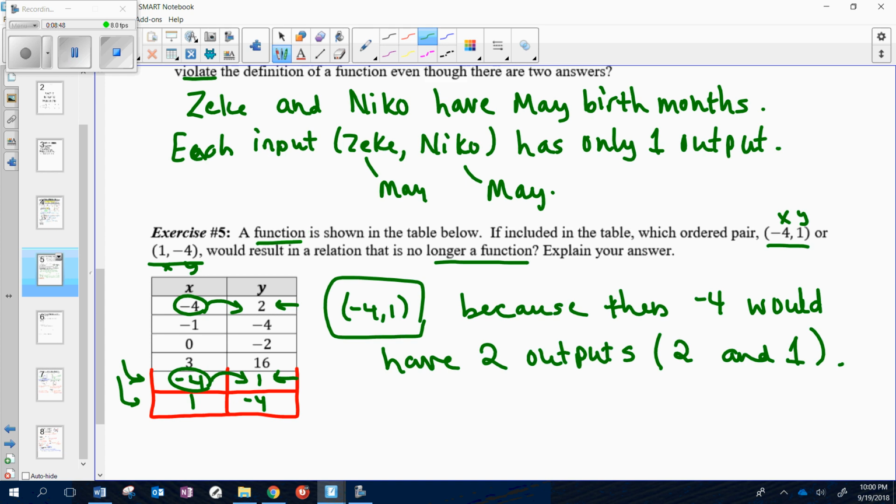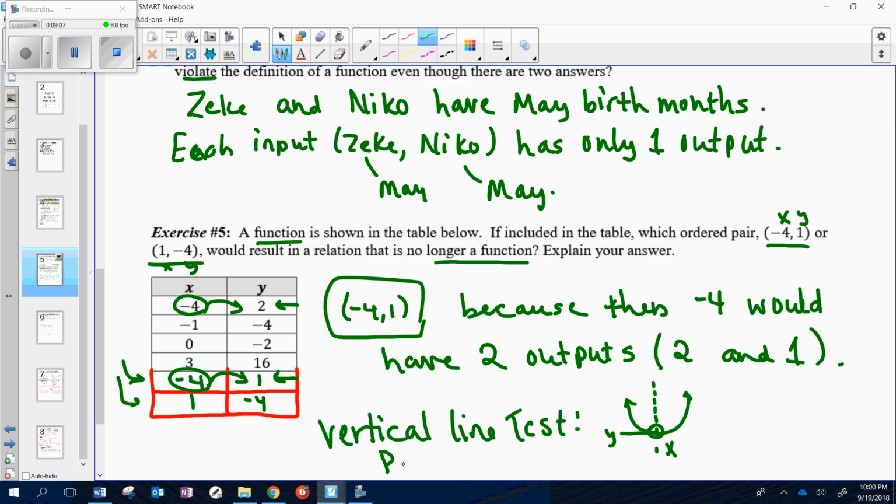The only thing I didn't mention was this thing called the vertical line test. And I just want to say that when you're looking at a function, if the vertical line only hits once, then you know that each x only has one y value. So if you pass the vertical line test, then you are a function.